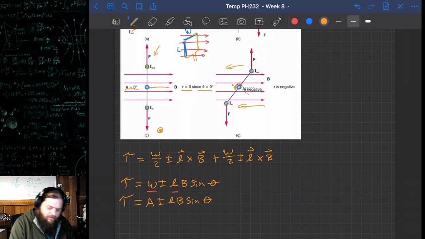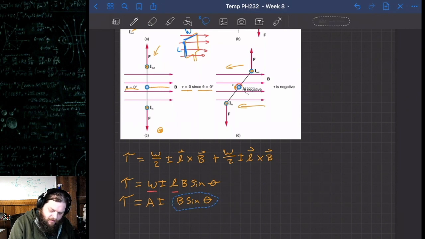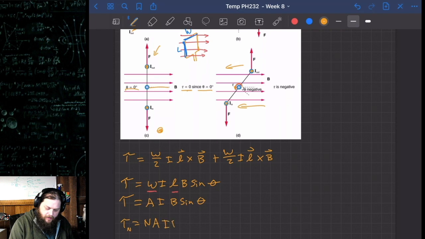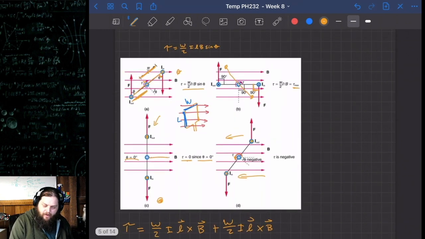Oh, I'm sorry, I threw the L in there. I shouldn't have. Oops. Big eraser. Because there's W times L is equal to area. That looks better. And that's for a single wire. So we could make 2 or 3 or 4 wires, and every wire we add to it will increase the torque by another factor. So we could say that the torque of N wires is equal to NAIB sine theta.